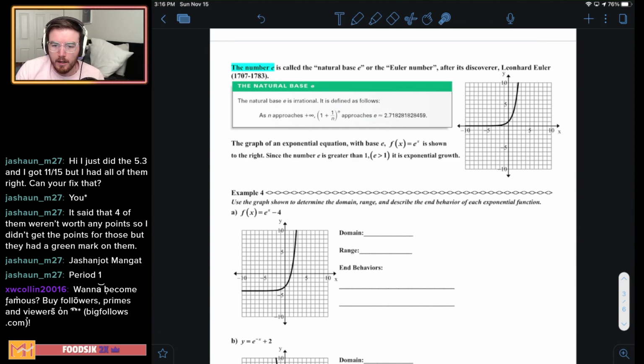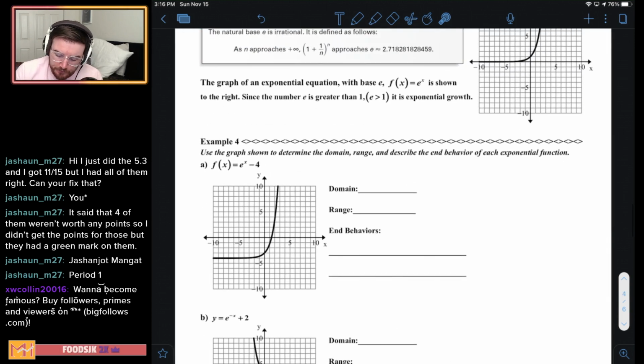So if any of you are at all engineering inclined or physics inclined, and you think that's a profession you might want to go in, the natural base E is pretty common. So what we're looking at here is a graph where the base is E.